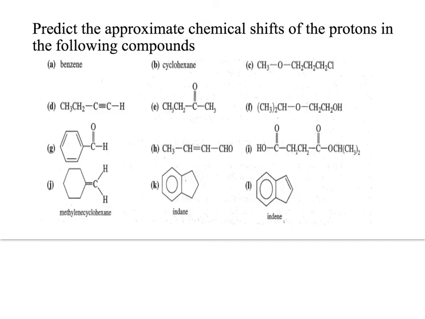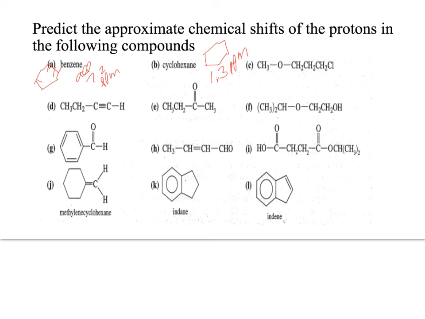Predict the approximate chemical shifts of the protons of the following compounds. Okay, benzene, they're all going to be around 7.2 ppm. Cyclohexane, so let me draw benzene so you know. That's benzene. Cyclohexane, they're all going to be about 1.3 ppm.